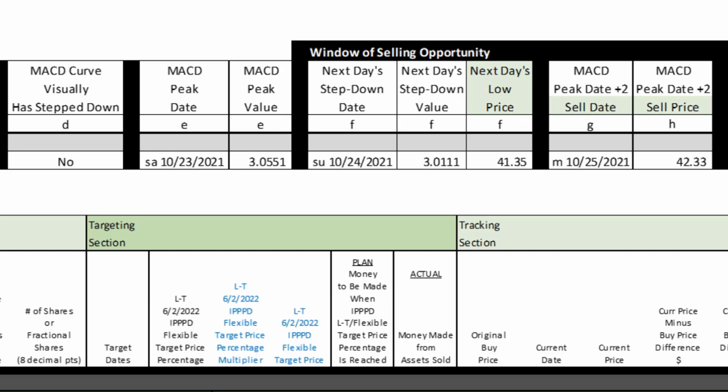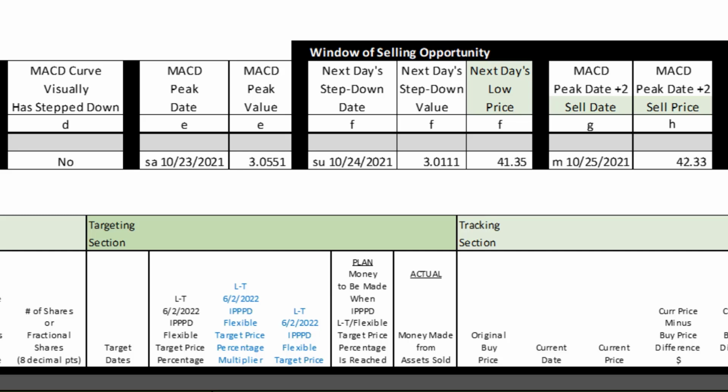Enter the MACD peak date, Saturday, October 23rd, and the MACD peak value of 3.0551, which is higher than 3.0111. G. Enter the date of the third market day. Peak date plus 2, Monday, October 25th, which will be the sell date with a limit order placed at the low price of the previous day, $41.35.